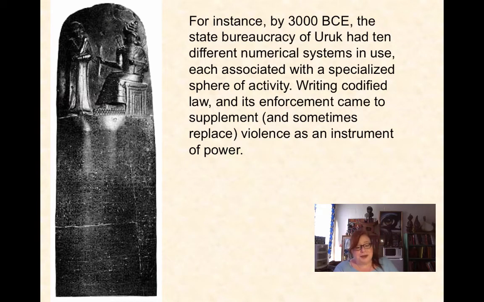So, for instance, by 3000 BCE, before Common Era, the state bureaucracy of Uruk had 10 different numerical systems in use, each one associated with a specialized sphere of activity. And writing codified law and its enforcement came to supplement and sometimes replace violence as an instrument of power.